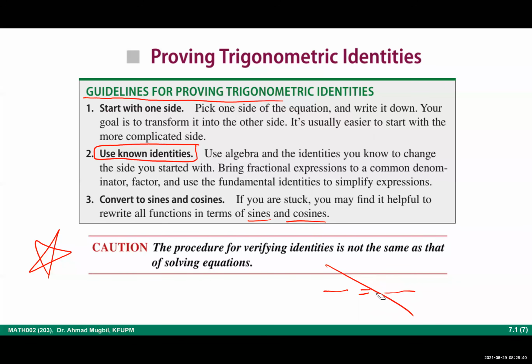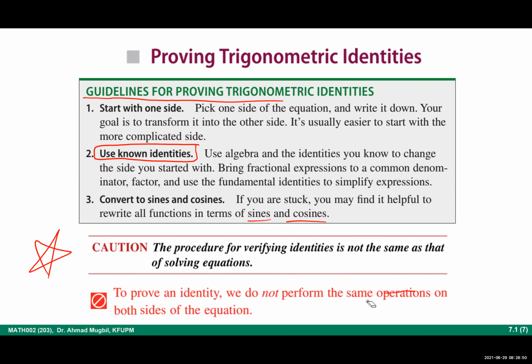Here we don't have them equal. When you prove that they are equal, you need to prove that this equals this. So don't use the equality here. I think it should be clarified like this: to prove an identity, we do not perform the same operations on both sides. So we don't multiply both sides by a number. We don't add two numbers unless we are already done with the proving, of course.